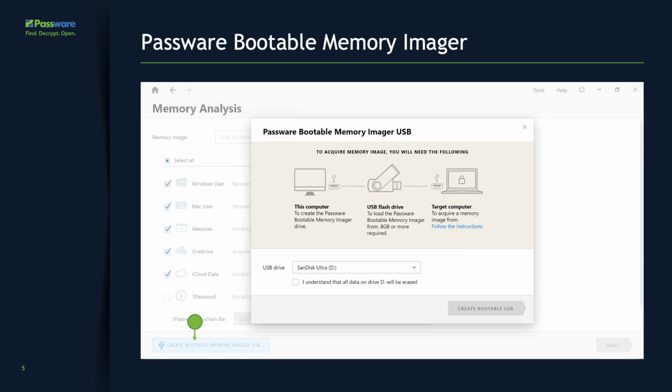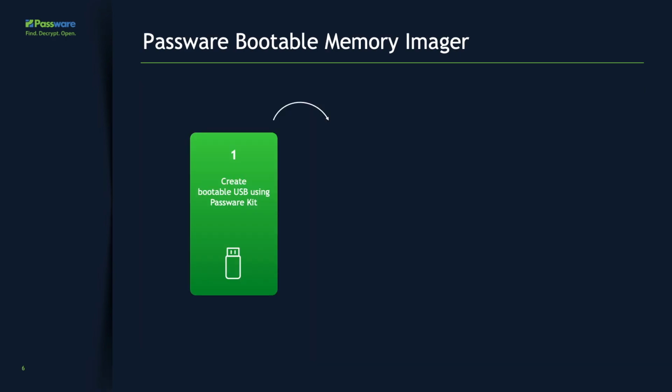The process for using this new capability is as follows. Firstly, on the Passware Kit start page, click Memory Analysis, then click Create Bootable Memory Imager USB and follow the on-screen instructions to create a bootable USB. This usually takes less than 5 minutes.